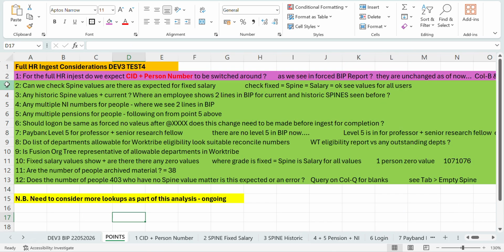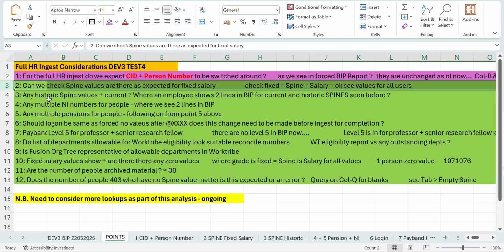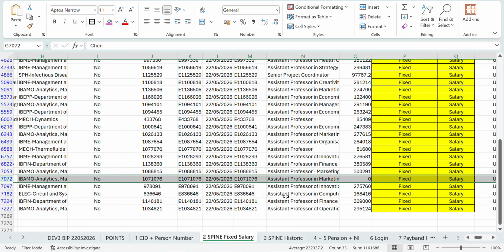If we have a look at point number 2, can we check spine values are there as expected for fixed salary? So we want to check that when we look at fixed salary, the value says spine, and we can see them for all users who are on fixed salary. So that's our second point here. So let's go over to tab number 2, find spine fixed salary.